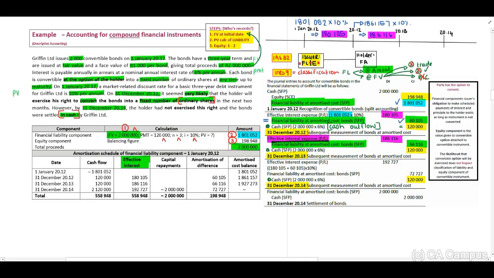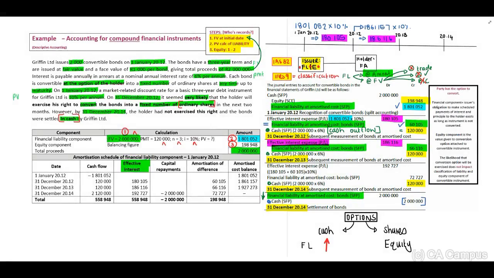Now guys, the same principle with 2014. Then at the end of 2014, the bond is settled in cash. Therefore, we need to take out the financial liability, as our financial liability will now be 0. We debit the liability, and we will have to credit our bank account with the 2 million.